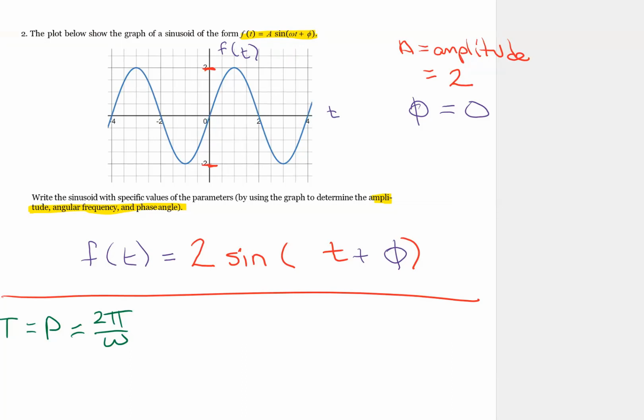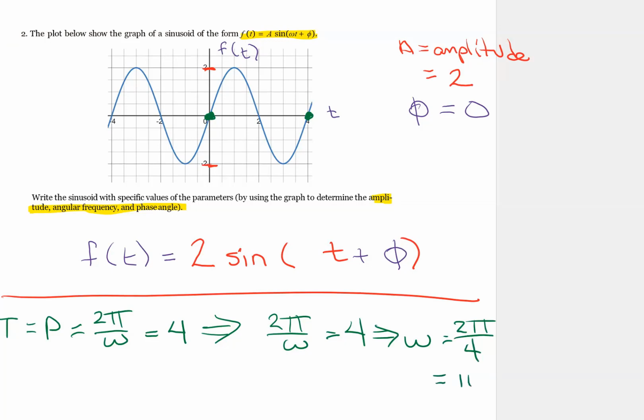I'm going to use 0 to 4, just because it's the easiest, which means my period for this function is equal to 4. I need to now solve for omega. 2 pi divided by omega equals 4, which means omega is equal to 2 pi over 4, or simplified, pi over 2. That's it. I have my entire function.